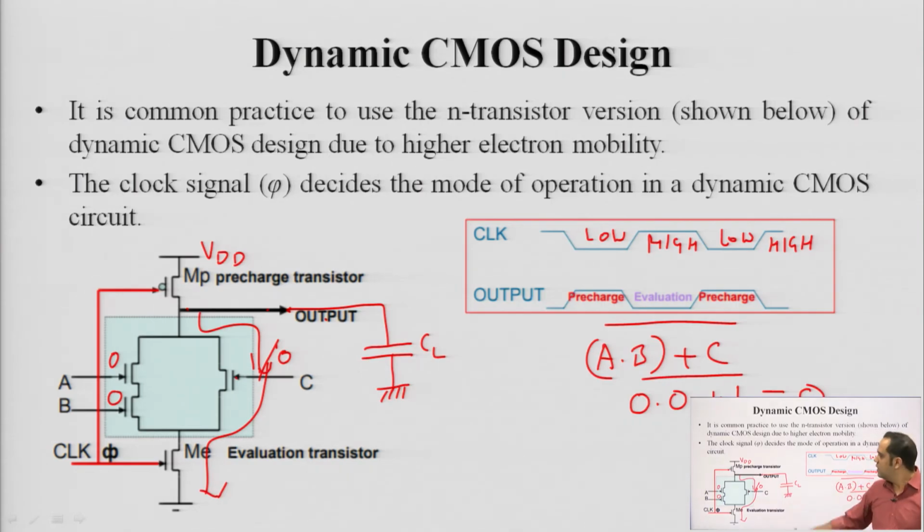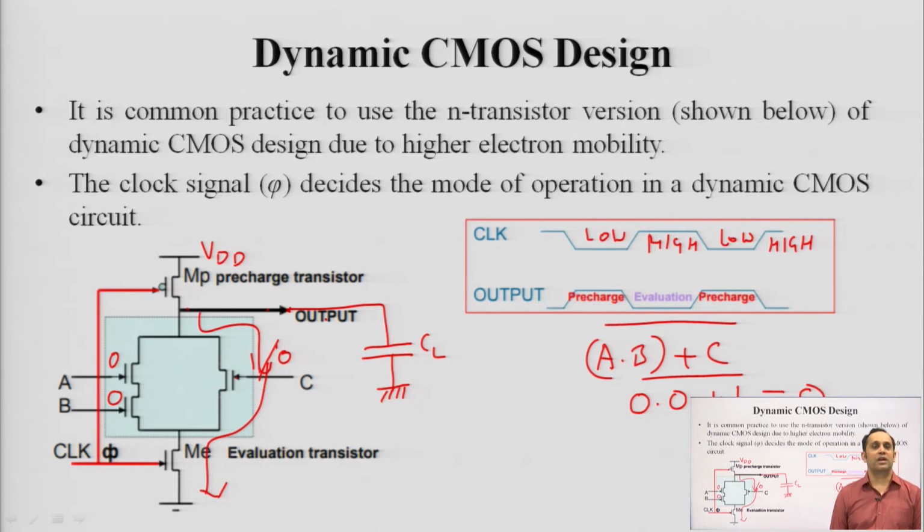Now, when CL was charged to 1 during pre-charging and the evaluation stage gives me logic 1 as output, there is no switching required. So, 1 remains at the output. This is the major advantage of a dynamic CMOS circuit. Switching only occurs when you have to go from 1 to 0, because the pre-charging state already makes your output capacitor, your load capacitor, logic 1.